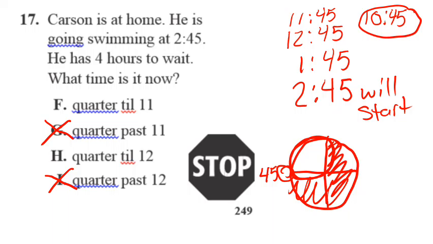Now, I know it's the 10:45 hour. So the next hour it's going to be is 11. So quarter till 11 is the best choice because the clock is almost going to be at 11 o'clock. It's got only a quarter left to go till the 11 o'clock hour. So the best choice is F.